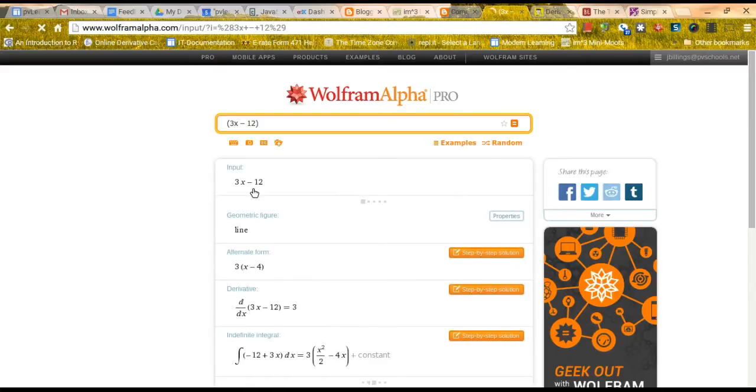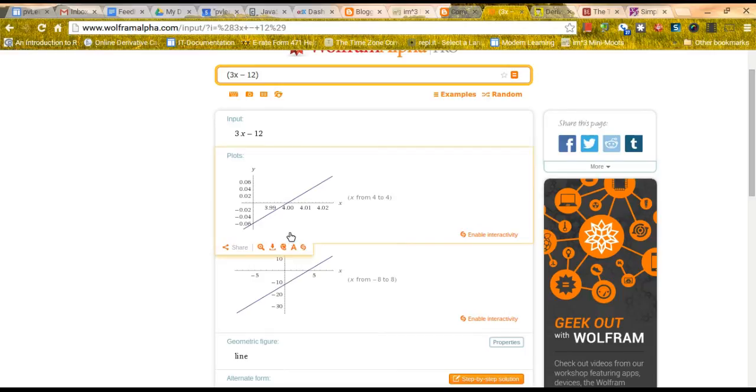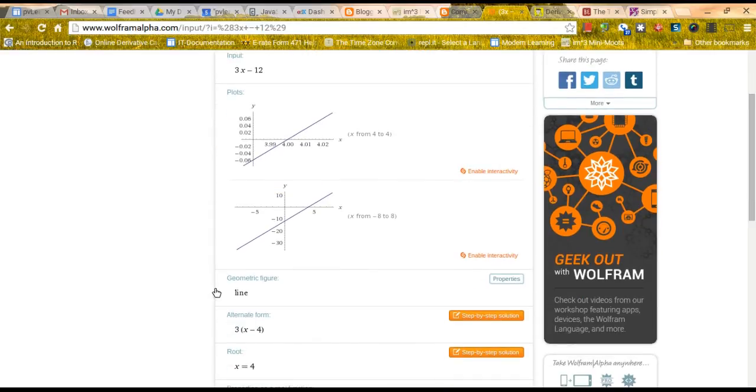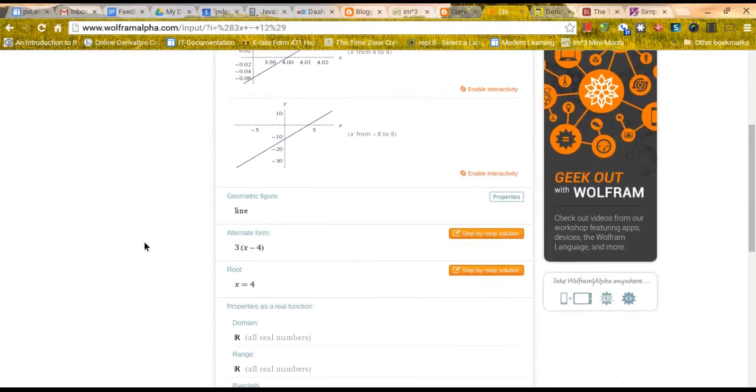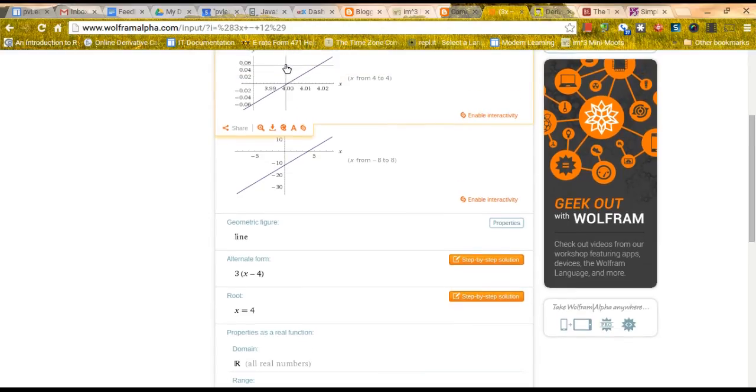3x minus 12 is how it's interpreting the input. And it says, hey, that's a line plot. Yep, that's correct. It crosses the 4. The geometric figure is a line. That's correct. There's the alternate form. That's the factor we just did. The root is x equals 4. That's where it equals 0, right up here. So there, where y equals 0, it crosses the x-axis at x equal to 4.